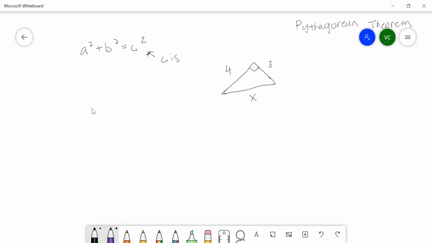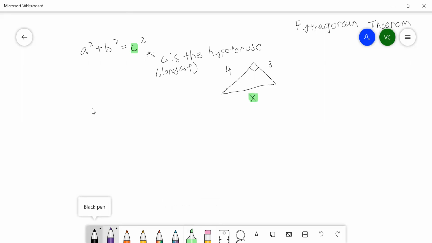So c is the hypotenuse, or the longest side. When you look at this triangle, what is the longest side? Pause the video and let me know. If you said that it was the x, then you're correct. So the x we can put in for the c.